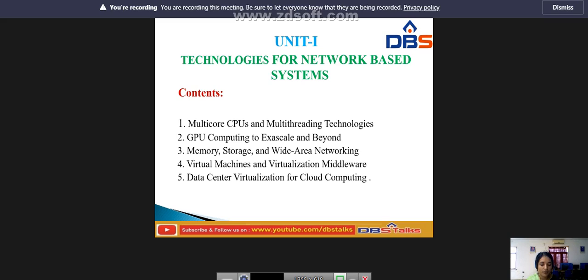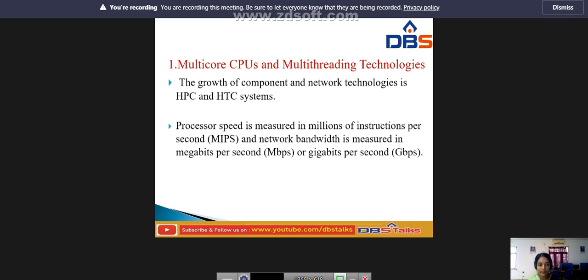We will mainly focus on feasible approaches to build a distributed operating system for handling massive parallelism in a distributed environment. This is called the technologies for network based systems. Coming to multi-core CPUs and multi-threading technologies, over the past 30 years the growth of component and network technologies has increased. They are crucial to the development of HTC and HPC systems.